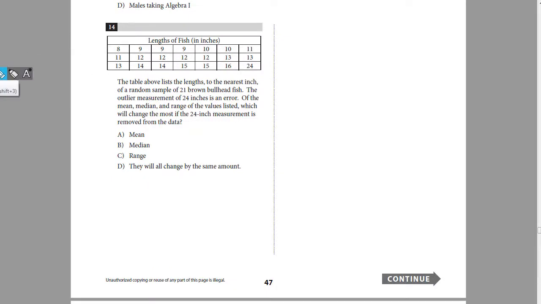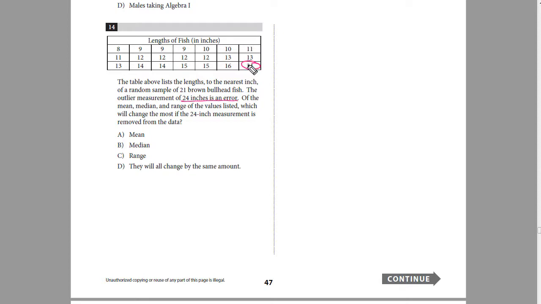Question number 14. The table above lists the lengths, to the nearest inch, of a random sample of 21 brown bullhead fish. The outlier measurement of 24 inches is an error. Of the mean, median and range of the values listed, which will change the most if the 24-inch measurement is removed from the data? So which will change the most?